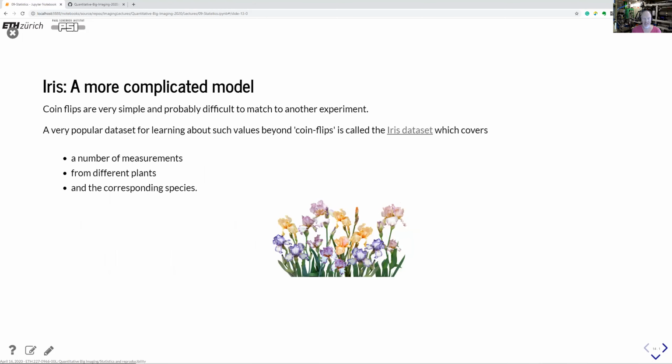Let's look at some real data. Now we take a look at data of the flower iris. And we have a number of measurements in the data set. We have measurements from different plants and also different species. So that's the variations we have in the data.